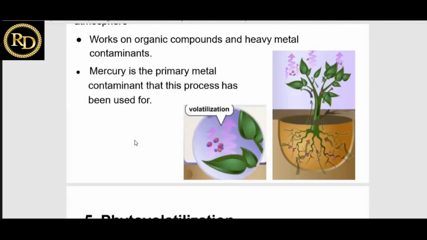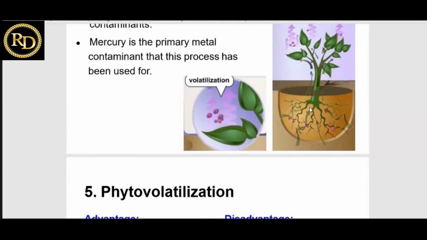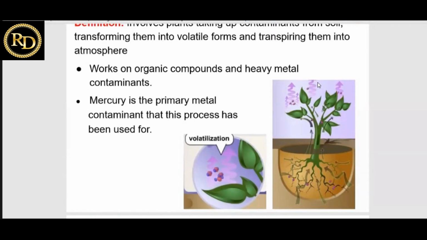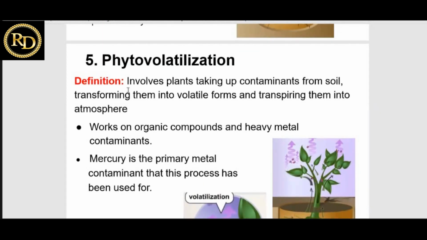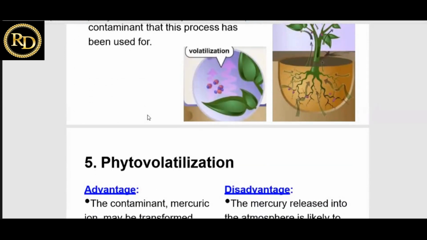And one more thing, you can ask a question: sir, here is the arsenic, and because of phytovolatilization, it is going to be emitted into the environment again. So what is the beneficial impact? The beneficial impact is that they are going to convert into different forms. Their forms, their activity, their effectiveness, everything is going to reduce when they pass through the plant systems and come out into the environment. So phytovolatilization involves the plant taking up some contaminants from the soil, transforming them into volatile forms, and transferring them into the atmosphere. This is called phytovolatilization. Especially in the case of mercury and arsenic, we can do this.